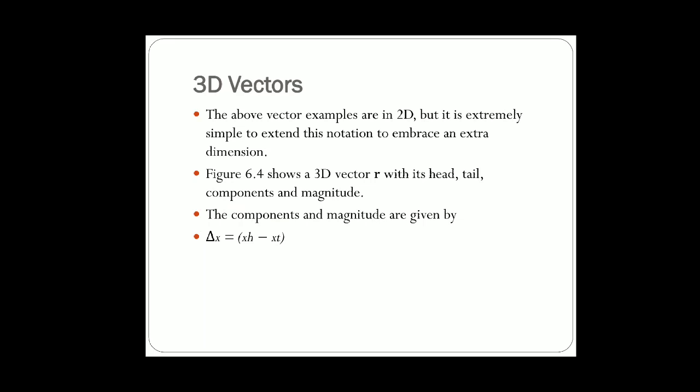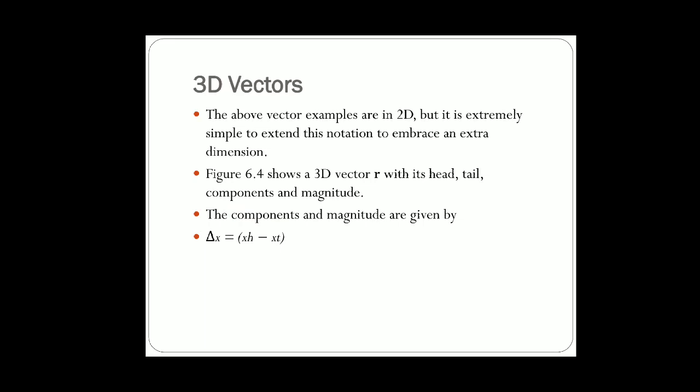If we calculate this for 3D vectors using the same Pythagoras theorem, the above vector examples are in 2D, but it is extremely simple to extend this notation to embrace an extra dimension. So if you want to convert 2D into 3D, that is one extra dimension of Z. 2D will have only x and y dimensions. If we go for 3D, it will have x, y and z dimensions.